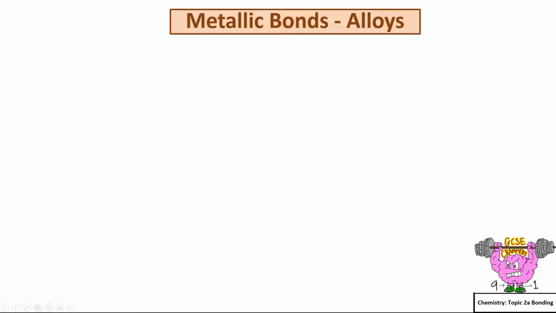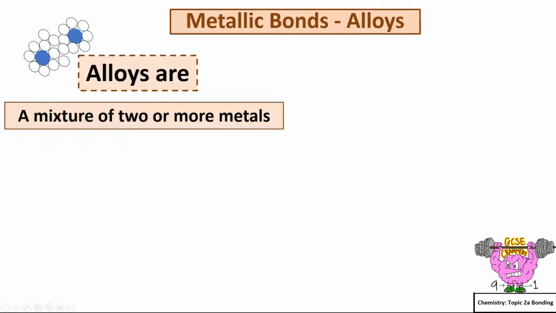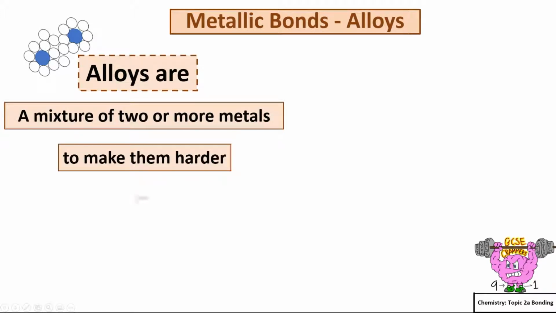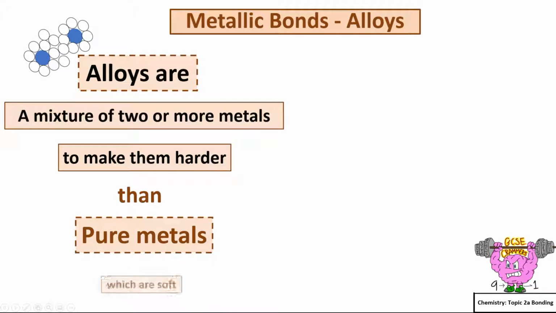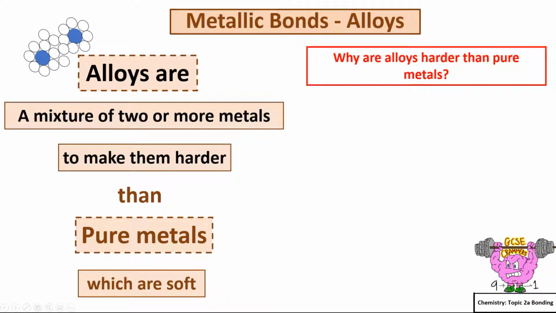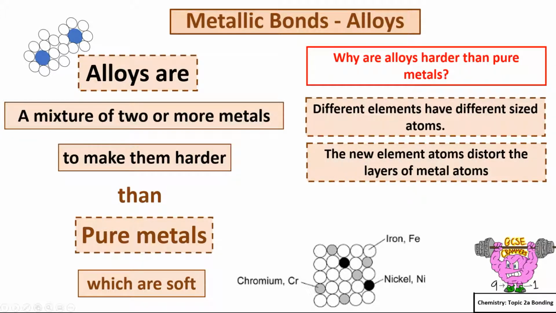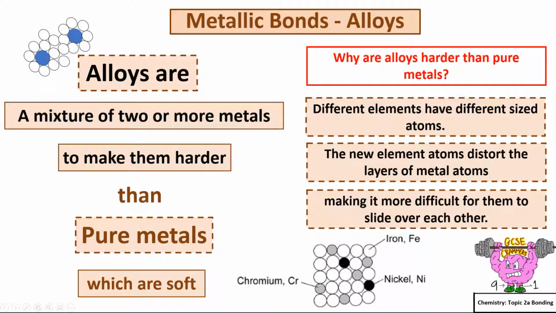Metallic bonds, alloys. Alloys are a mixture of 2 or more metals to make them harder than pure metals, which are soft. Why are alloys harder than pure metals? It is because the different elements have different sized atoms. The new element atoms distort the layers of metal atoms, making it more difficult for them to slide over each other.